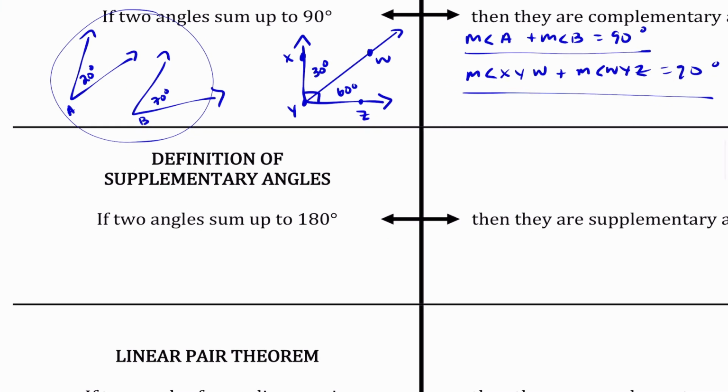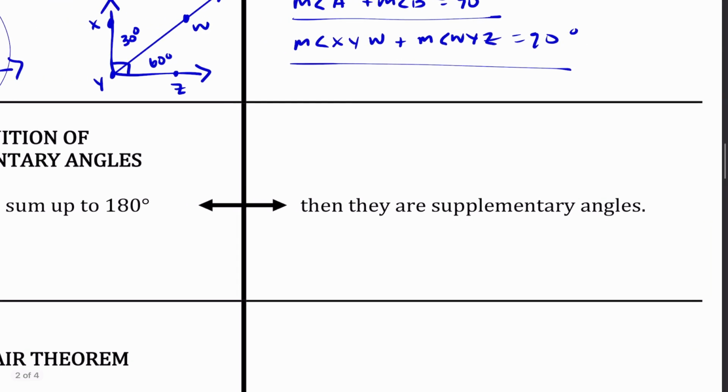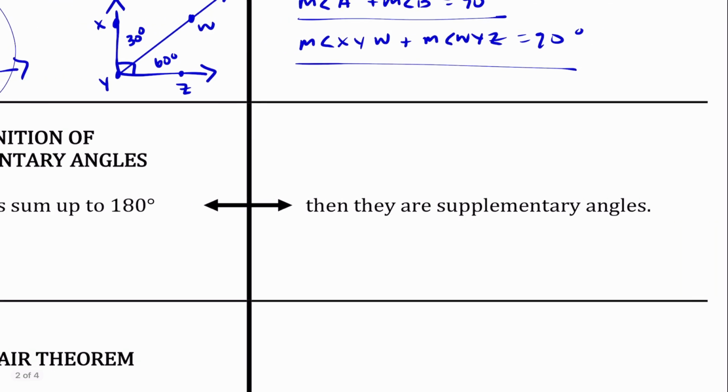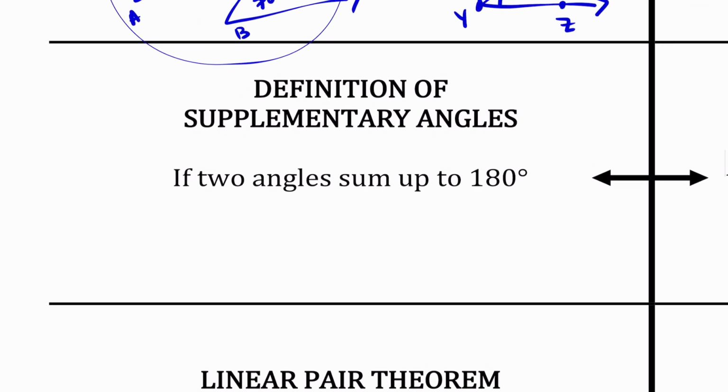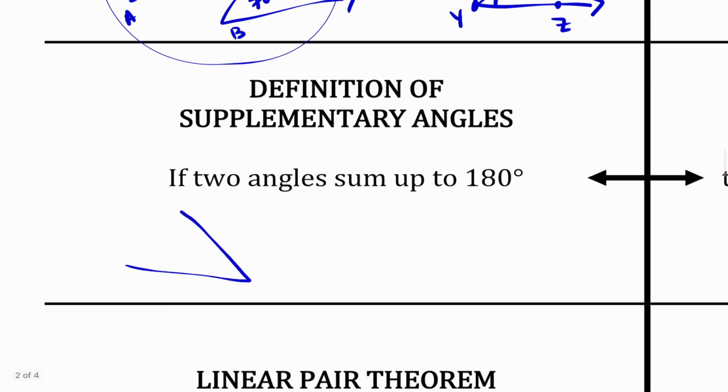Definition of supplementary angles. If two angles sum up to 180 degrees, then they are supplementary angles. Again, this is a biconditional, so it goes either way. You can say if they are supplementary angles, then the two angles sum up to 180 degrees. So I can draw something like this. They're separate.